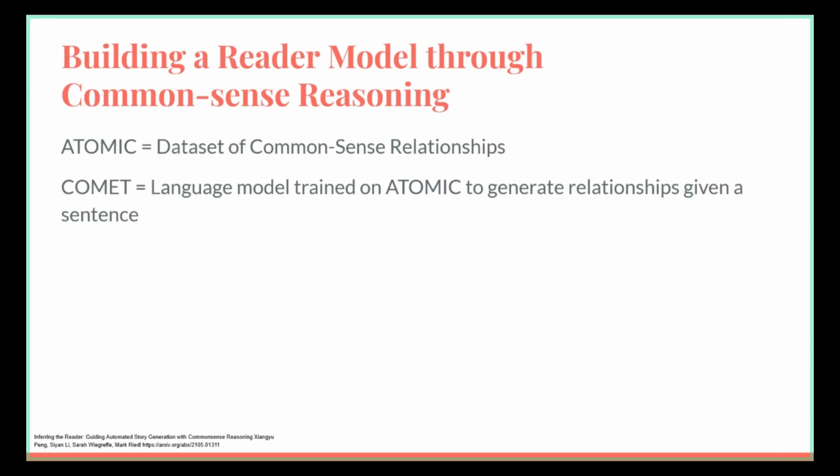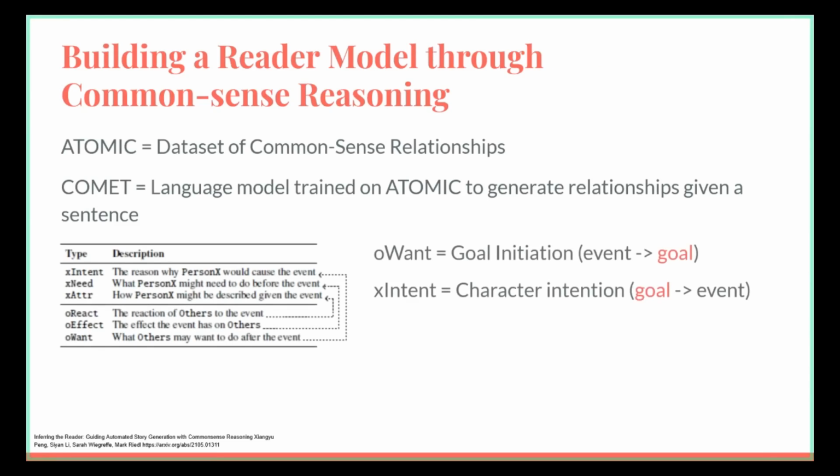And so then we get into building this model with common sense reasoning. Atomic is a dataset of common sense relationships, and COMET is a language model trained to generate likely common sense relationships from an input sentence. In total, we're going to look at 6 of the common sense relationships listed in the bottom left. We can tie together sentences with these relationships. I'll give you an example.